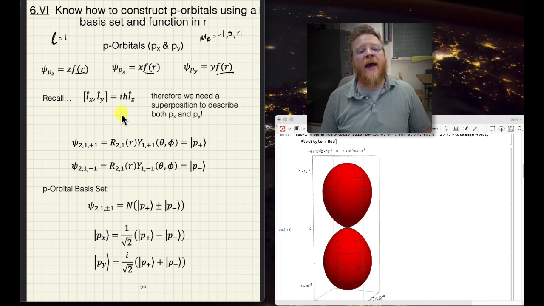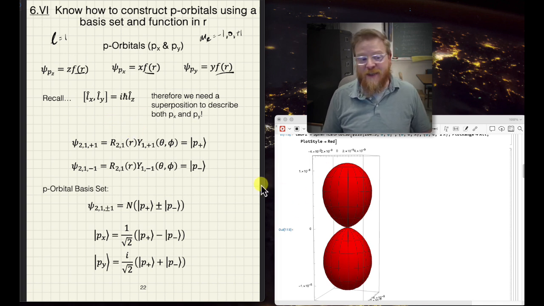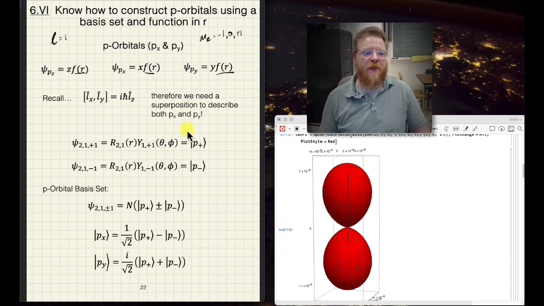And we noted that we put all of our lobe into the z dimension, which gave us this nice shape. So to describe the x and y dimensions, we're going to need a superposition. And so here is how we're going to build that up.